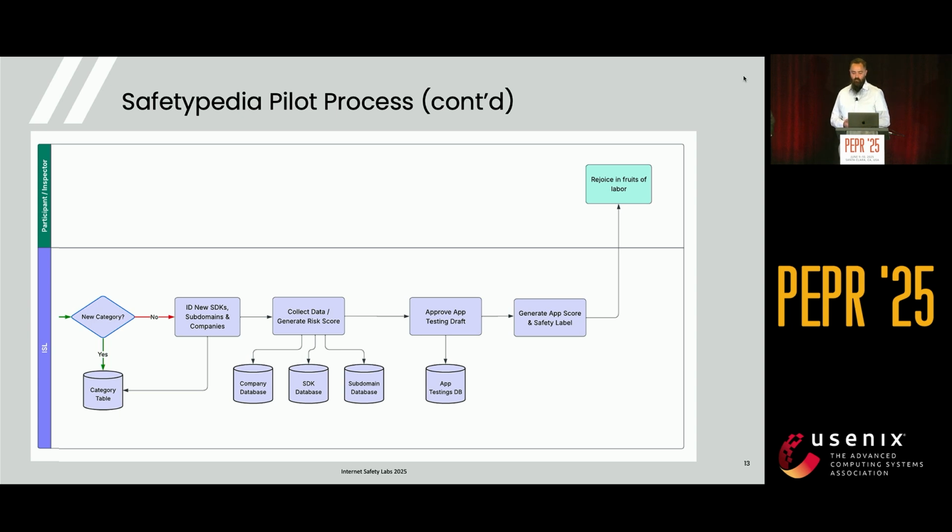And this categorization is a process we perform for everything: apps, companies, subdomains, and SDKs. If the app fits into our current categorization, we move on. Otherwise, we create a new category, subcategory tuple. Next, we dive into the network traffic and SDKs.